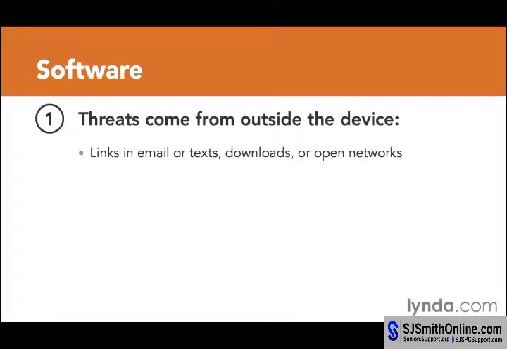Software attacks occur when something from the outside of my device finds its way into my device, where it can accomplish goals I never intended. Some of the more innocent ways this occurs is by selecting links in email and text messages, downloading malicious software, and connecting to open networks. Basically, all the things I do every day with my smartphone.